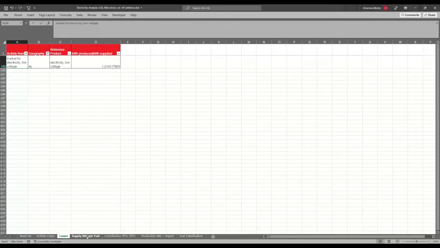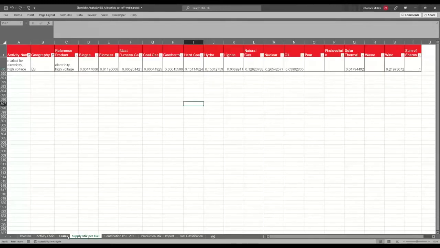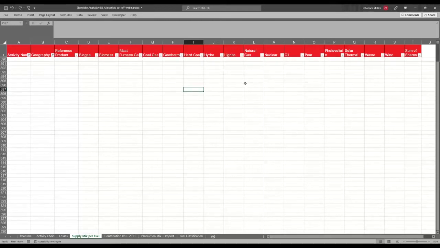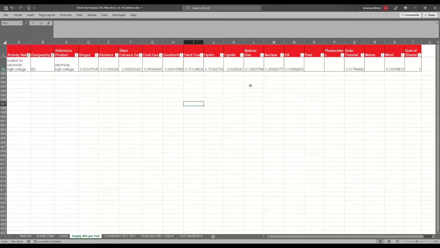And the next tab, called supply mix per fuel, is actually an aggregation of the first activity chain tab. And this now shows, filtered as an example, the high voltage market in Spain. It shows the share of electricity produced by different fuels. So if we take the imports into account and aggregate them, by summing up the whole chain we have seen in the activity chain tab, we can come up with the actual fuel mix and see what the electricity in this country is comprised of, or what the actual producers are.